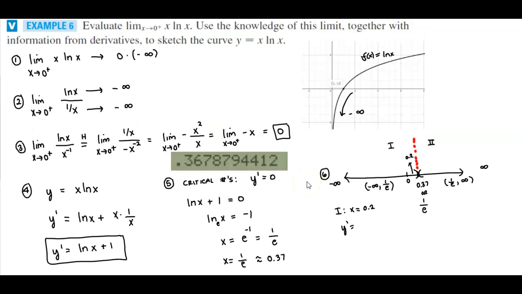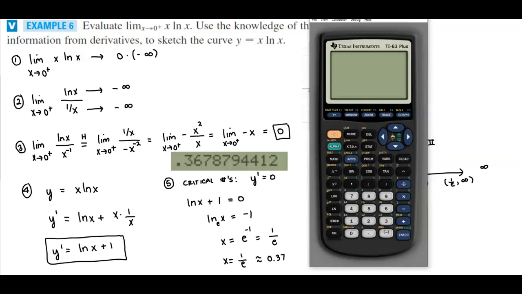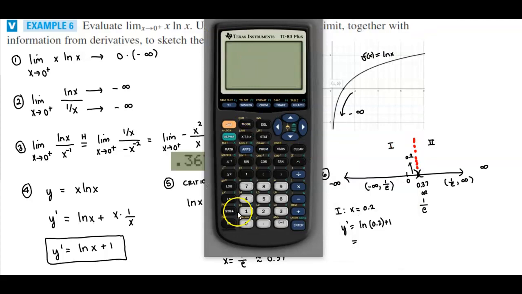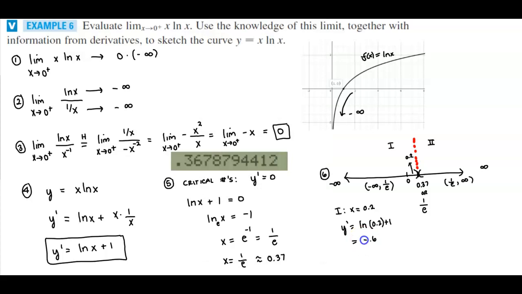So if we plug in 0.2 into the derivative function, so the natural log of 0.2 plus 1, let's see what we get. Let's go ahead and plug this into our calculator. So if we take the natural log of 0.2 and then add 1, we get negative 0.6. So that means that we know that the derivative here is less than 0.